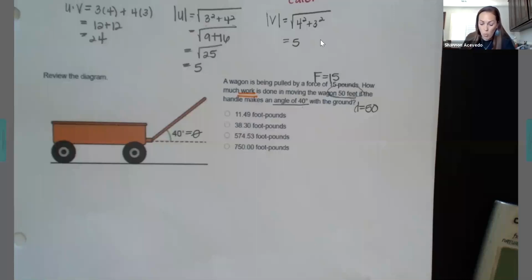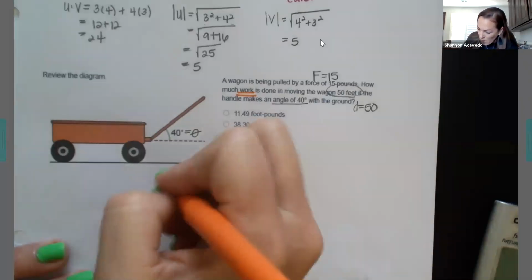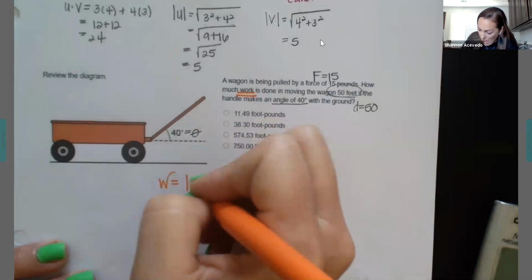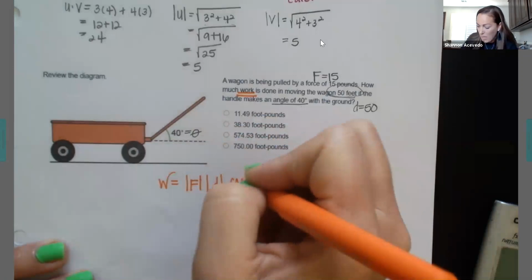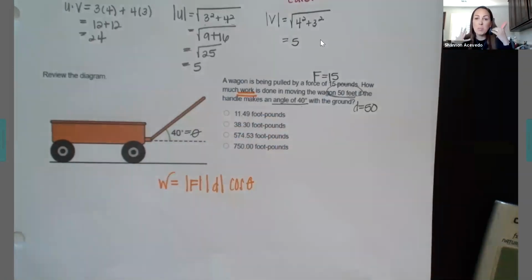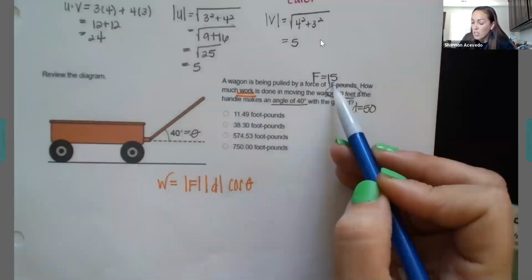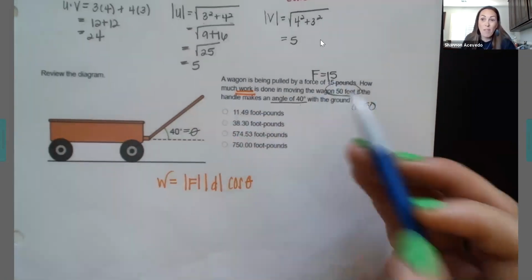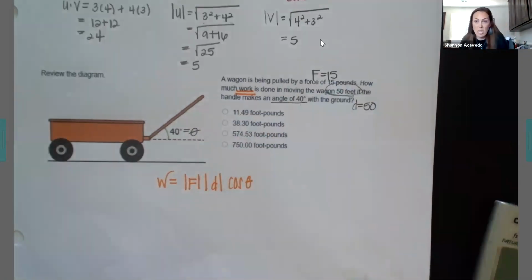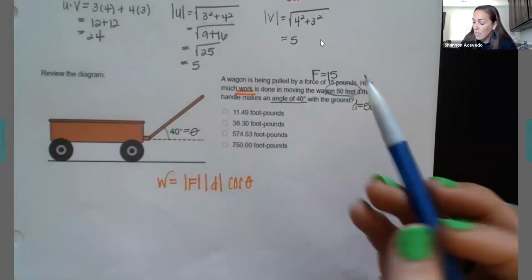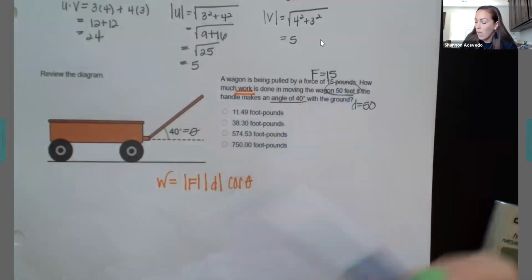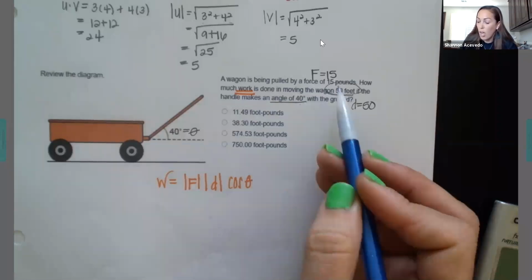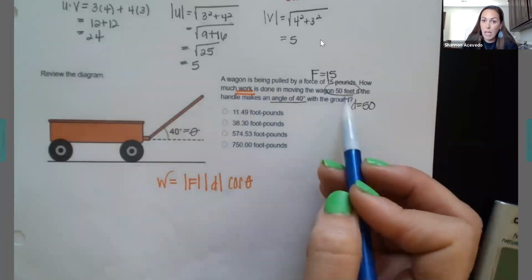Now, if you remember, work is equal to the magnitude of F times the magnitude of D times cosine of theta. They gave me everything I need, but sometimes we don't even realize it. Some of you are wondering, how do I know that this is the magnitude? Well, if it was the vector, it would have to have that vector notation. So these are the magnitudes, and it's pounds per feet, or foot per pounds, however you want to read it. That's where these units are coming from, because you're multiplying them together.